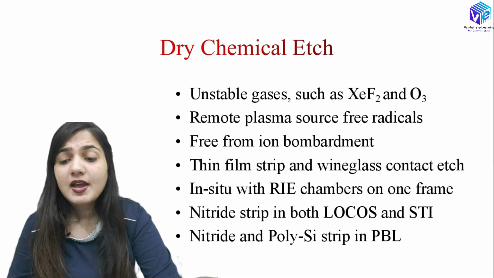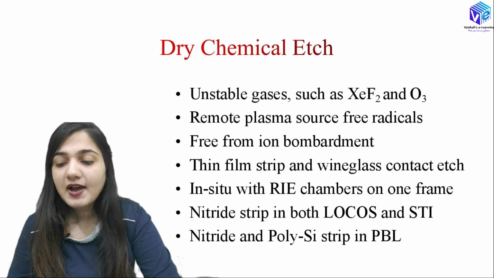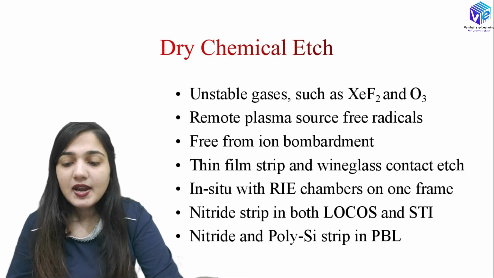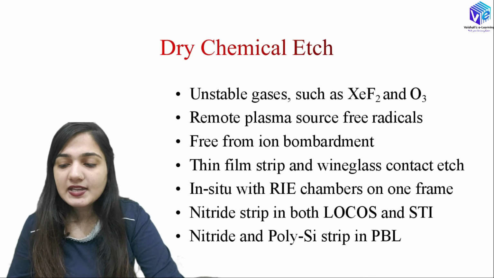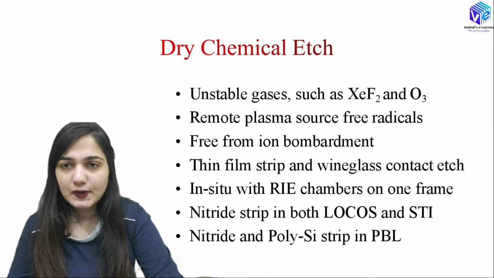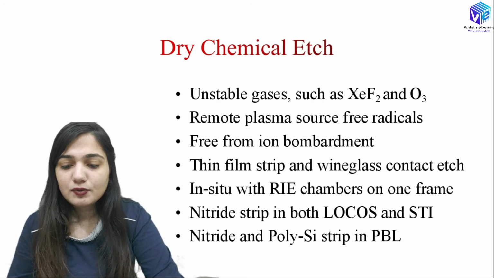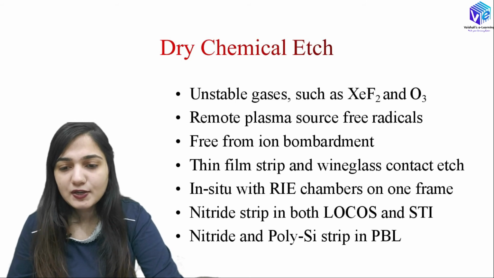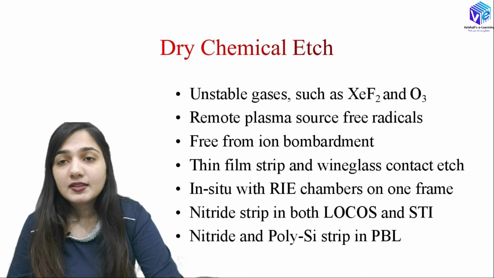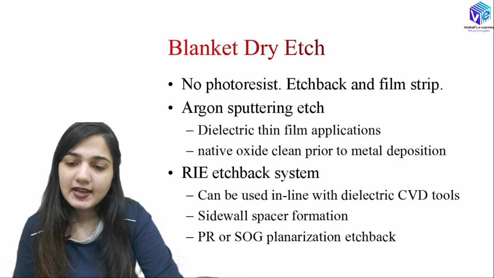We will be having thin film stripping and the wine glass contact etching with the dry chemical etching process. It is done in situ with RIE chambers on one frame only. Okay, so whenever I am doing the RIE process, there only I will be doing the dry chemical etching. So in the nitride strip, in local oxidation of silicon and STI, we are using the dry chemical etching. In the nitride and the polysilicon stripping, in the PBL process, we are using the dry chemical etching.